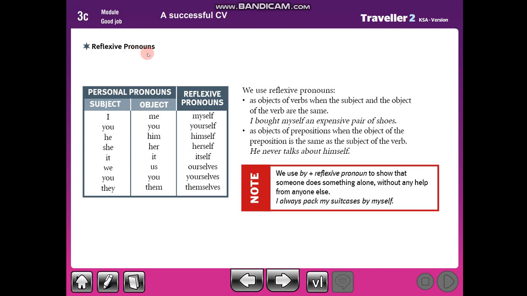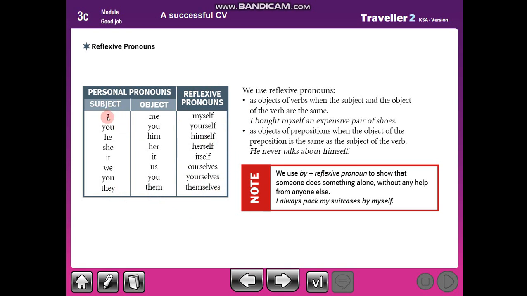Reflexive pronouns. The personal subject pronouns are I, you, he, she, it, we, you, they. And we all know these subject pronouns. The object pronouns are me, you, him, her, it, us, you, the plural, them. Today we will concentrate on reflexive pronouns.